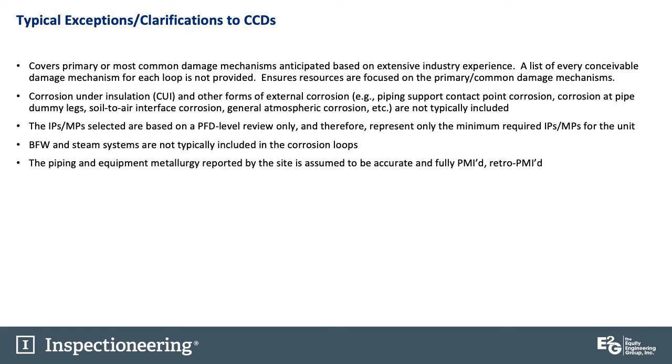External corrosion is a big problem in refineries, but CUI and other forms of external corrosion like contact point corrosion, corrosion of pipe dummy legs, and soil-air interfaces are not typically included in a CCD. Those types of external damage mechanisms are pervasive throughout refineries, basically everywhere when temperatures are less than 350. And usually there are site-wide programs to address that. That should be acknowledged in the CCD, and they're typically not covered in a CCD project.